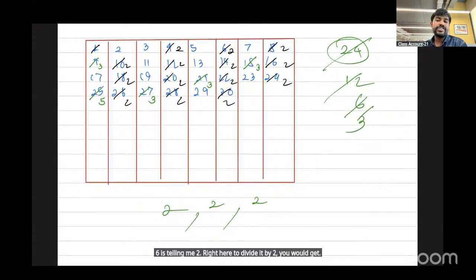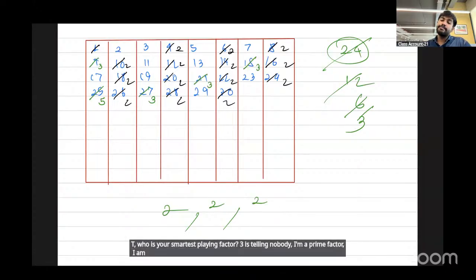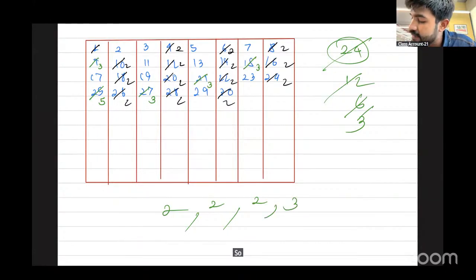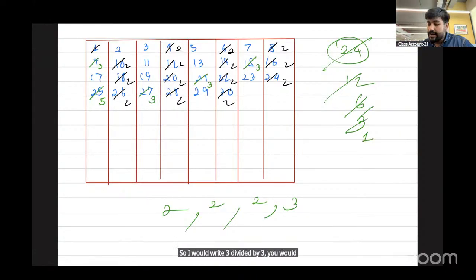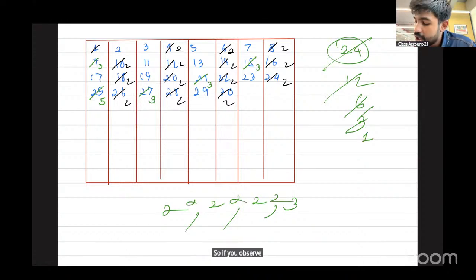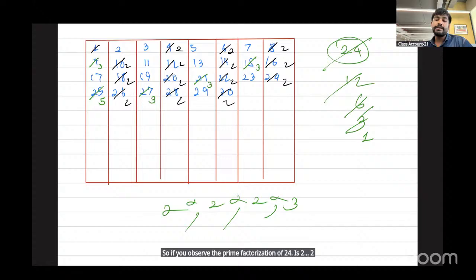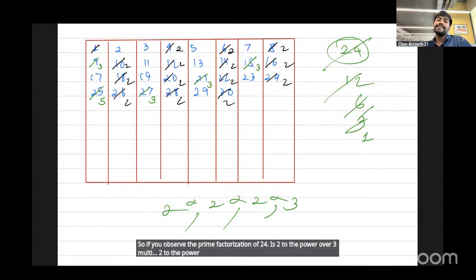3, who is your smallest prime factor? 3 is telling nobody. I am a prime number itself. So I would write 3 divided by 3, you would get 1. So if you observe, the prime factorization of 24 is 2 to the power 3 multiplied by 3. Let's check with another number.